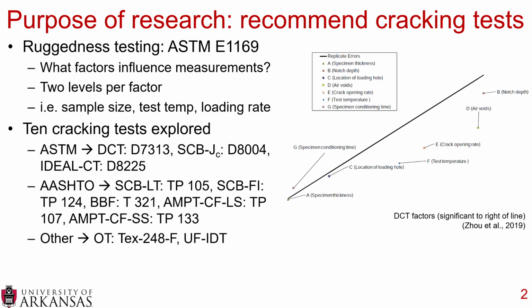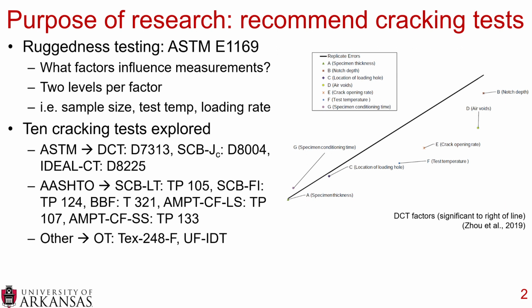Both the AMPT tests, which stand for Asphalt Mixture Performance Tester, are the CF, which is the cyclic fatigue test, and the LS is the normal sample, and the SS is the small specimen. Then finally, they also had 2 other tests, the overlay tester and the University of Florida IDT test, indirect tension test, which is OT and UF IDT respectively. And you can see all of these specification numbers are listed there as well.